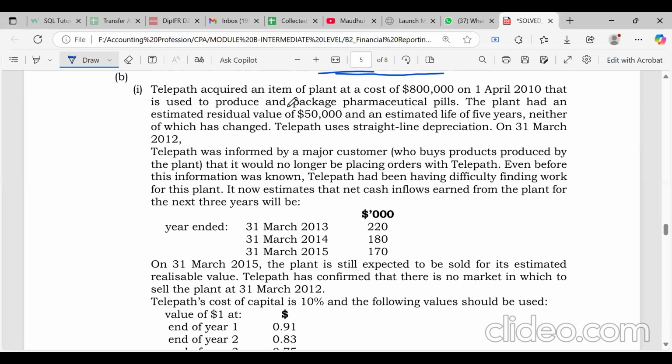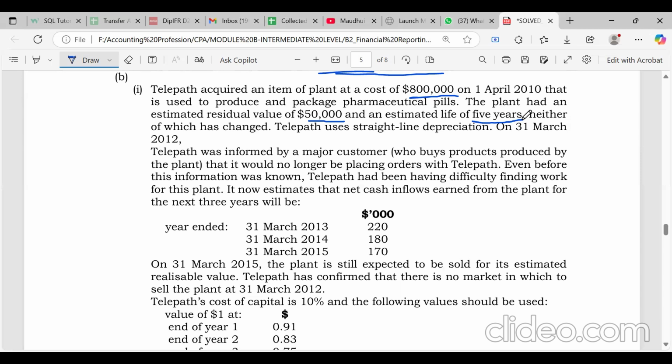Telepath acquired an item of plant at a cost of $800,000 on 1st April 2010, used to produce and package pharmaceutical pills. That is the cost. On 1st April 2010, the plant had an estimated residual value of $50,000, which is just normal information, and an estimated life of 5 years.